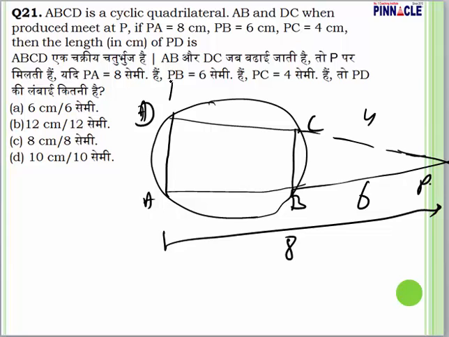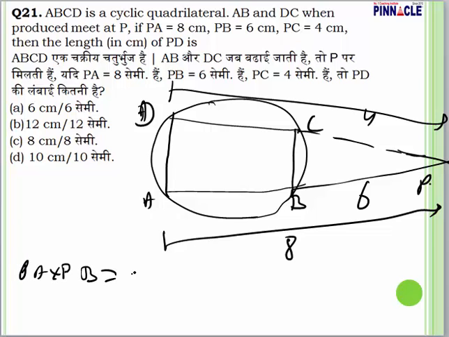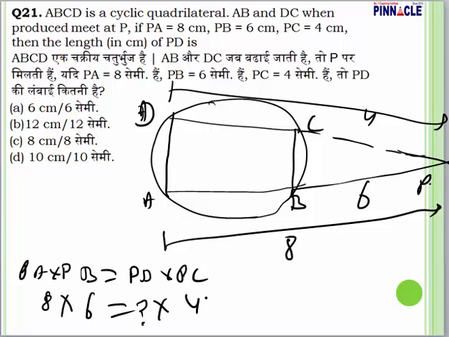So what is the property? The property is PA into PB is equal to PD into PC. So PA is given 8, PB is given 6, PD we have to find, and PC is 4. So this would be equal to 12. So PD would be 12 centimeter, that would be the answer.